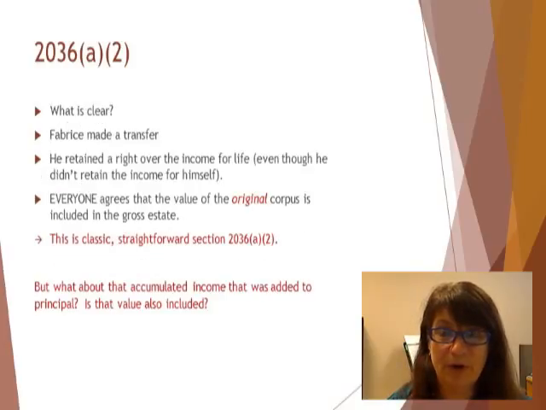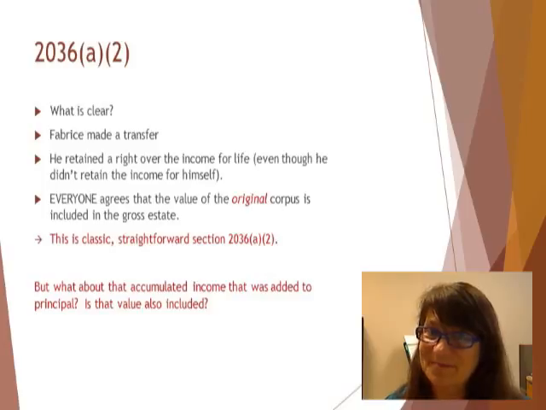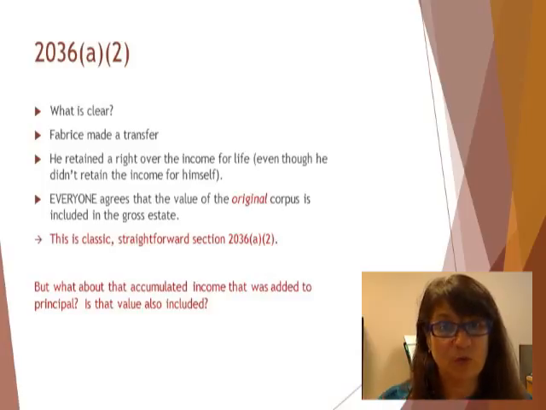So what do we know so far? Fabrice made a transfer. He retained a right to control the income for his life, even though he didn't retain the income for himself. And everybody agrees that the value of the original corpus is included in the gross estate. So this is classic, straightforward 2036(a)(2). That part you should understand.